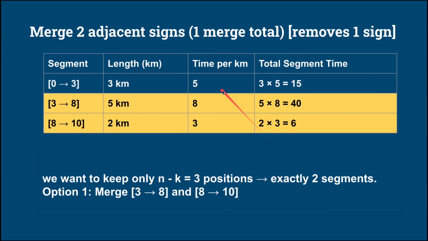So you have to merge at least one time. Total merges we have to do, right? And then we have to remove the sign from there. Okay, so what are the options here? We want to keep only n minus k positions, right? So n is given, some value will be there, right?